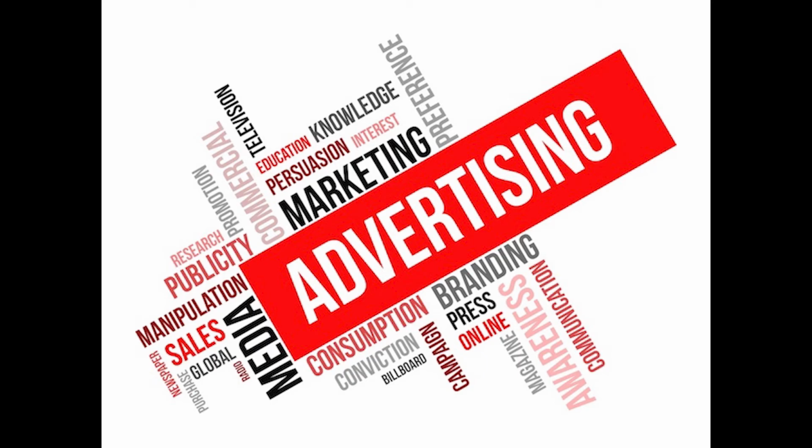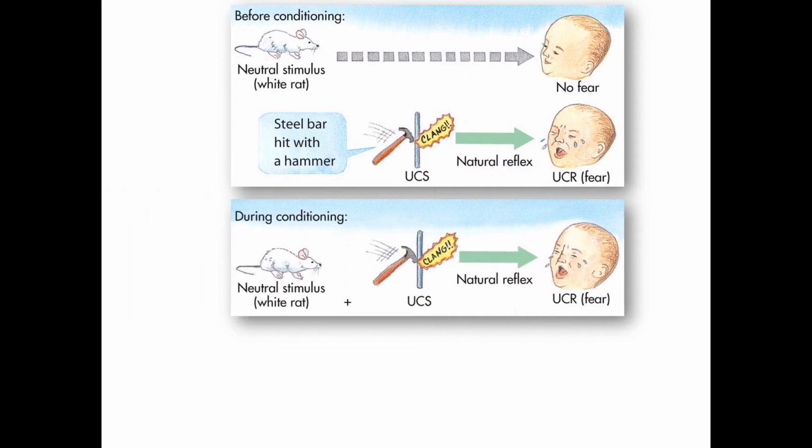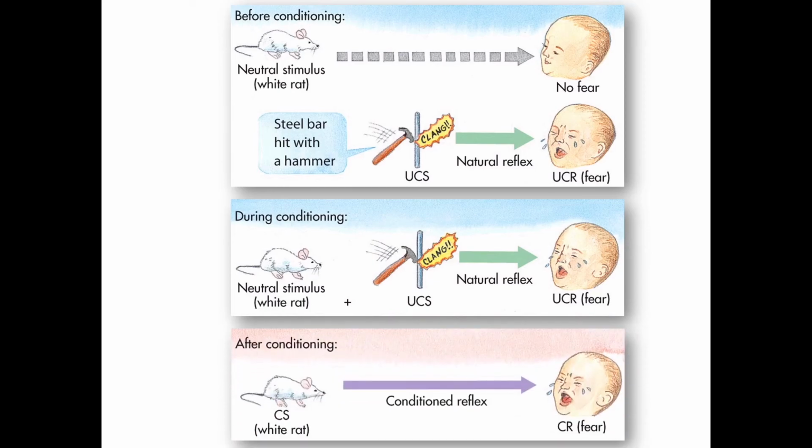So let's break down little Albert's experience step by step. Before conditioning, the white rat caused nothing. The steel bar, before conditioning, naturally caused this fear response. So therefore, the white rat, neutral stimulus, the clang, well, that's the unconditioned stimulus, and the crying is the unconditioned response. During conditioning, you just combine those two. White rat, clang, and then finally, after conditioning, the white rat was all it took to get little Albert all upset.